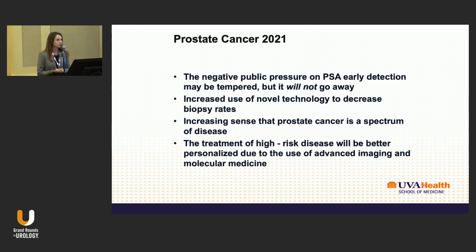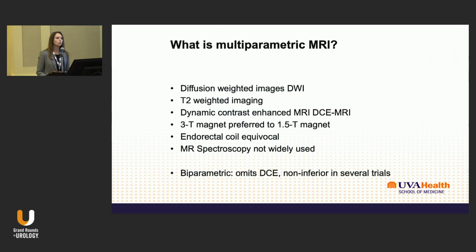Prostate cancer remains controversial. Even in 2021, the negative public pressure about early detection is not going to go away despite our trials. And so the increased use of novel technology is absolutely mandatory by us as urologists to decrease the biopsy rates. I think we all realize there's an increasing sense that prostate cancer is a spectrum of disease. Not all prostate cancer has to be treated. And the treatment of high-risk disease is going to be better personalized due to advanced imaging and molecular medicine, but advanced imaging like MRI.